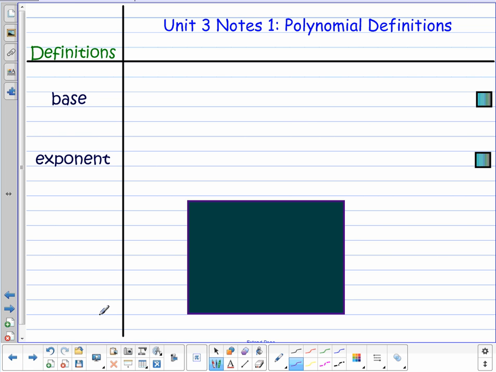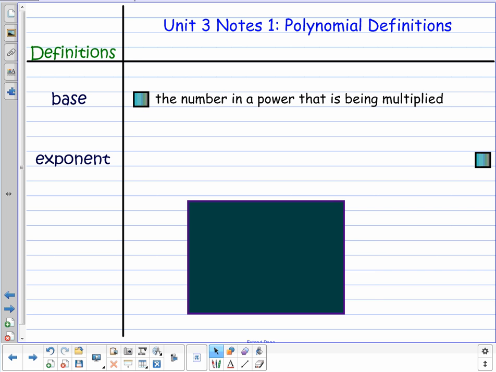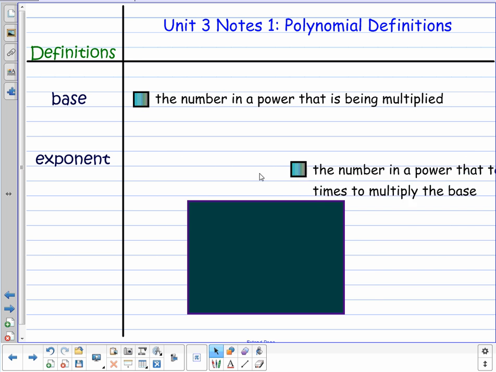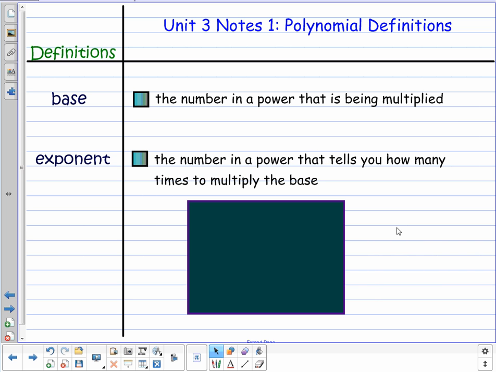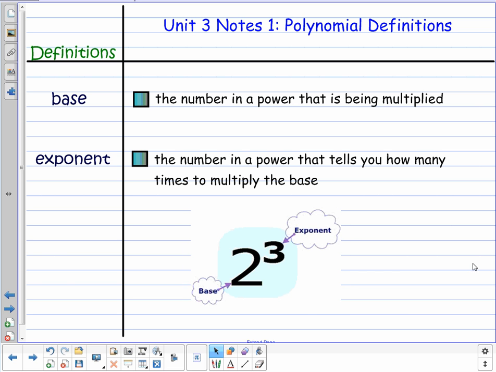The next definitions that we're going to look at, base and exponent. Now we're going to be talking about powers a lot in this unit of polynomials, and the base is the number part in a power that's being multiplied. The exponent is the number in a power that tells you how many times to multiply the base. So for example, if you were looking at something like 2 to the third, 2 is the base and 3 is the exponent. And what this is saying is you need to multiply 2 by itself 3 times. So 2 times 2 times 2. Okay, a lot of people look at this and think that it's 2 times 3. It's not. It's 2 to the third power, which is 2 times 2 times 2, which is actually 8.